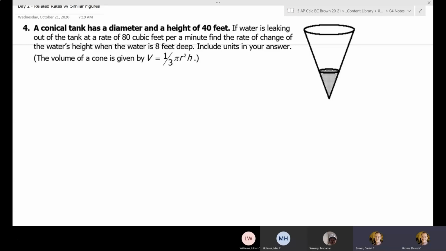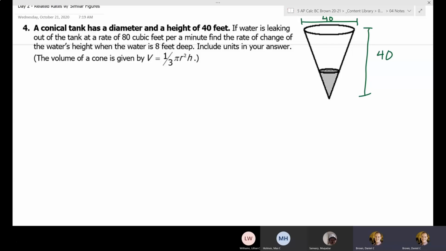So remember when you approach these problems, I look at the givens and at what I have, the relationship I have, and then make sure I have everything I need to find what it's asking me to find. So we have this tank that's a cone, and it has a diameter of 40, and its height is also 40. Not quite drawn to scale, but the diameter and the height are 40. It says water is leaking out of the tank at a rate of 80 cubic feet per minute.